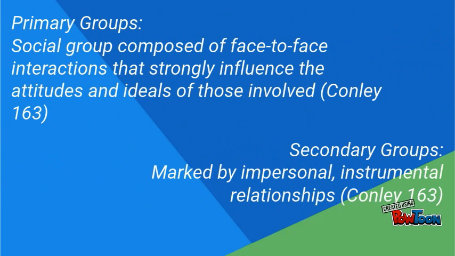Moving on more specifically, there are 2 categories for groups. The first is a primary group. Dalton Conley defines this group as a social group that is composed of face-to-face interactions that strongly influence the attitudes and ideals of those involved. The other is a secondary group. As Dalton states, it is marked by impersonal and instrumental relationships.